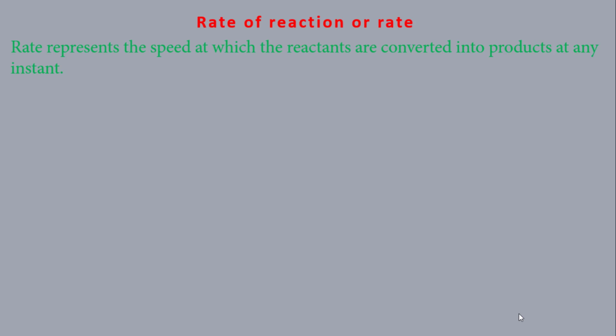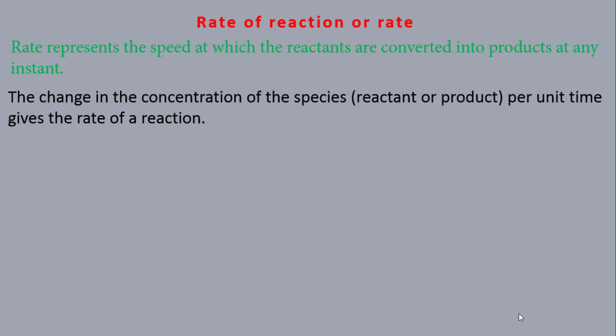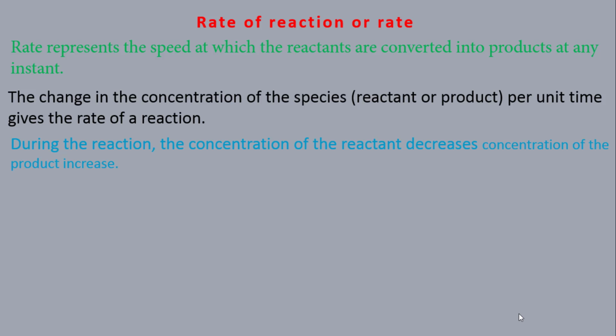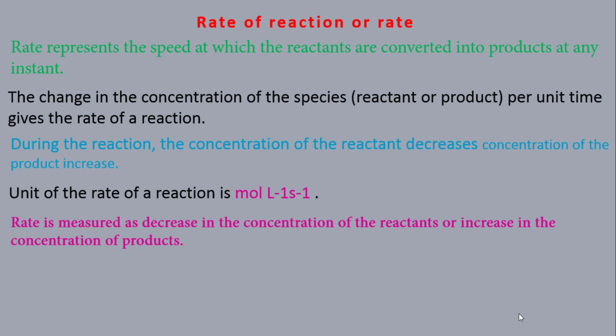Next topic, rate of reaction or rate. Rate represents the speed at which the reactants are converted into product at any instant. The change in the concentration of the species per unit time gives the rate of reaction. During the reaction, the concentration of the reactant decreases and the concentration of the product increases. Unit of rate of reaction is mol L^-1 s^-1. Rate is measured as the decrease in the concentration of the reactant or increase in the concentration of the product.